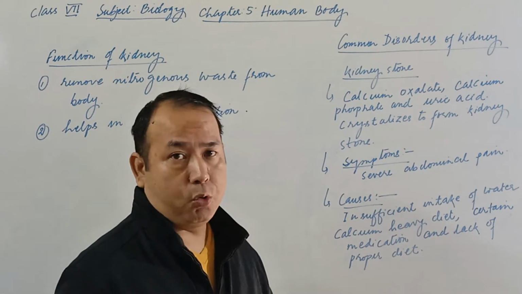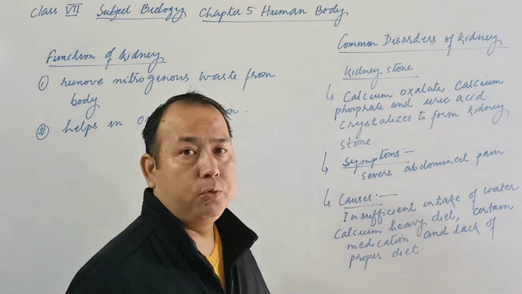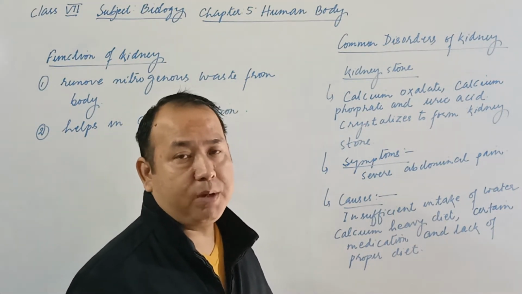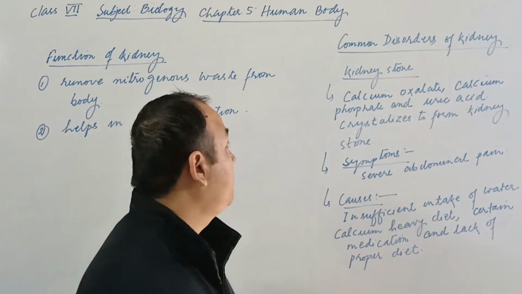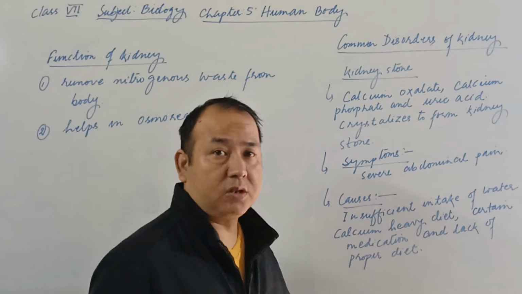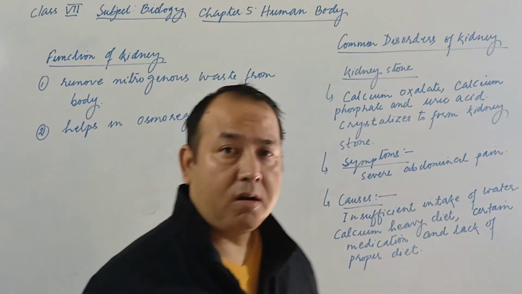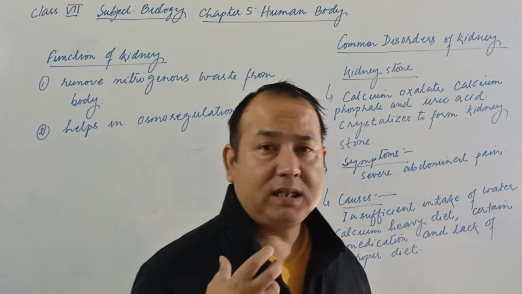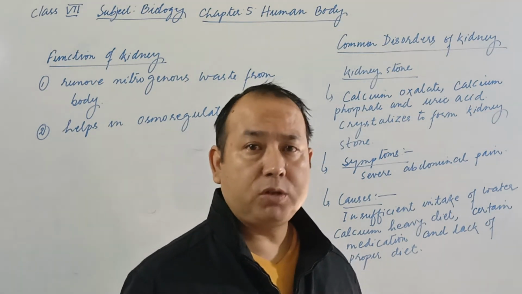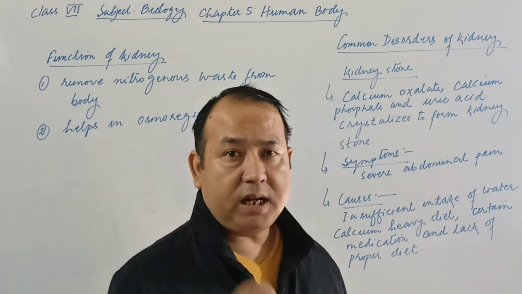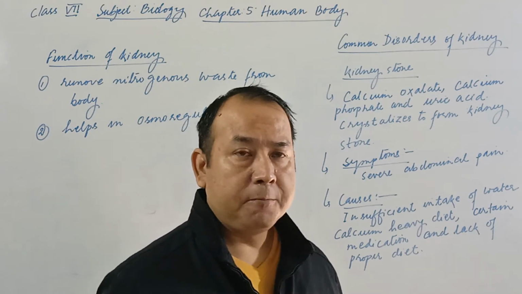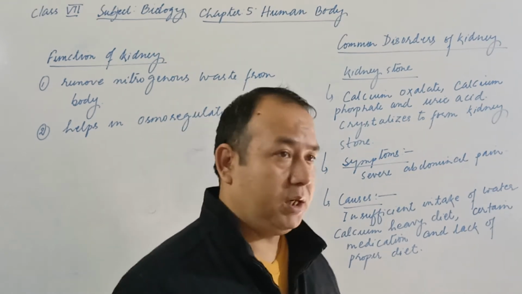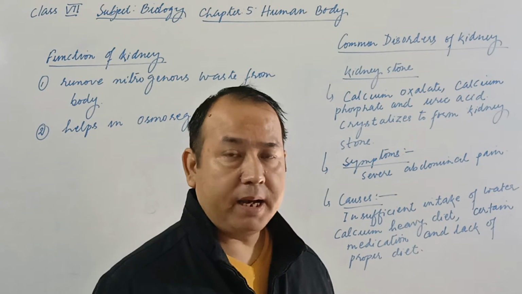The kidney stone is mainly formed due to the crystallization of chemical substances such as calcium oxalate, calcium phosphate, and uric acid. Sometimes uric acid, calcium phosphate or calcium oxalate get crystallized and form a stone-like structure and get stuck in the nephron region or in the urinary tract, which usually gives severe abdominal pain.